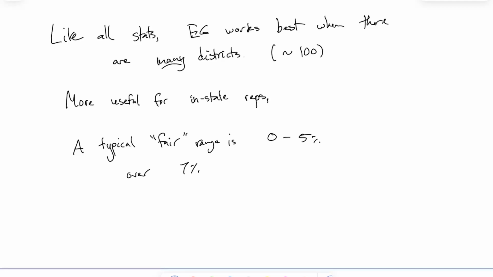Over 7% is regarded, as my kids would say, a little sus. This is according to the experts who measure this all over the country. They tend to get suspicious if the measurement is over 7%. In fact, there have been some proposals to make it illegal to draw any map where the efficiency gap is over 7%. Although I don't believe there are any laws right now that say something like that, it has been considered.